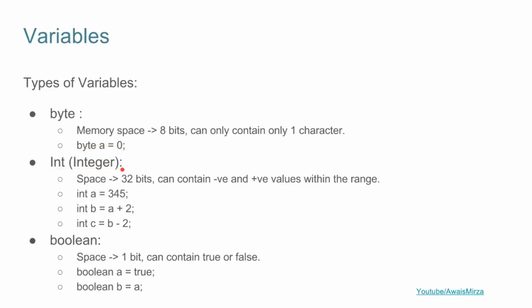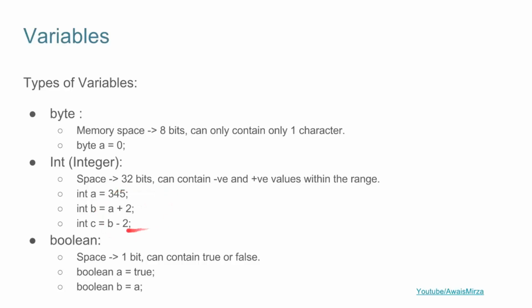Now the next one is the integer. Integer is 32-bit and can contain positive and negative values. In order to initialize integer variables, we use the int keyword, and after that we write the name of that variable, and after that we can assign a value inside that variable. All right, and you can see that we can also store the value of another variable into a new variable. We are adding the value of A, which is 345, and adding 2 to it, so the value becomes 347, and it's going to return its value into B.